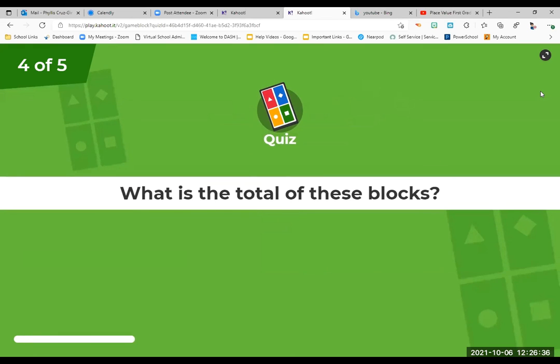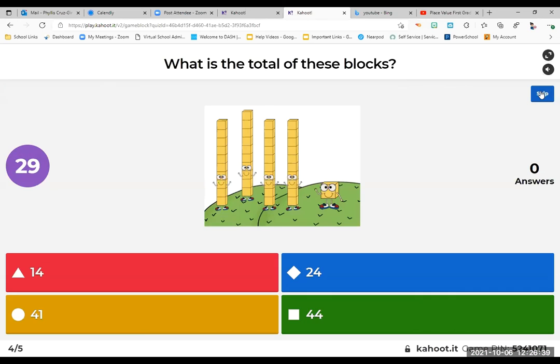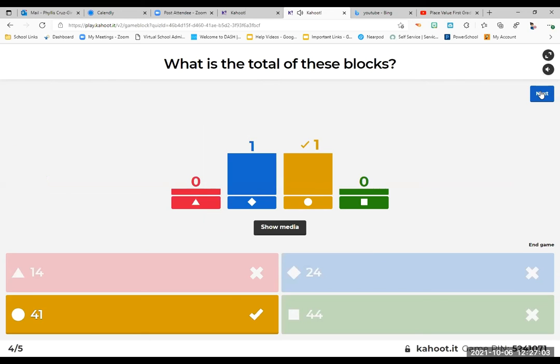2 more questions. What is the total value of these tens and ones? Now, this is not asking 4 plus 1. Don't add them together like that. I just want to know, what is the value of this number? Oh, totally different question. How many tens and how many baby ones left over? Yes, if you said 41, you got it right.